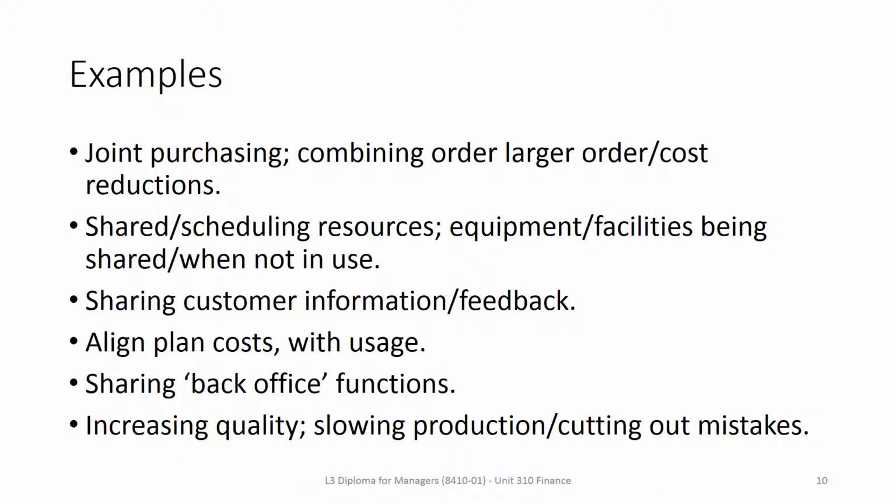usage. So sometimes we're paying for lots of essential services, I don't know, telecommunications, storage, bookkeeping, maybe legal support. We may be paying for them in annual plans and we're not using them to their fullest capacity. Sharing back office functions is a common one we hear about when people are trying to make cost savings, but it can bring value for money. And increasing quality, for example, what I mean is by slowing production sometimes to cut out mistakes. We may think it's great to rush it all through, but if we're making lots of mistakes and things are having to be redone, then it's not necessarily value for money.